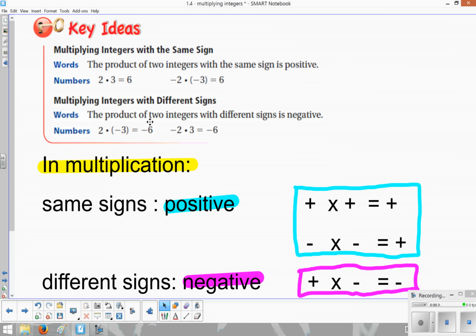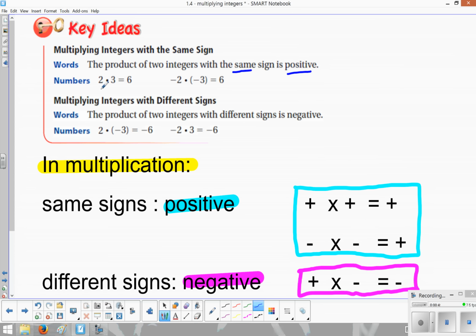Okay, so I'm going to go ahead and start off with some key ideas that the book has. We're talking about multiplying integers today, and there are just two rules you need to remember. When you're multiplying integers with the same signs, it says here, the product of two integers with the same sign, the answer will be positive. Let me go ahead and highlight some of those key points for you. Same signs, you will have a positive.